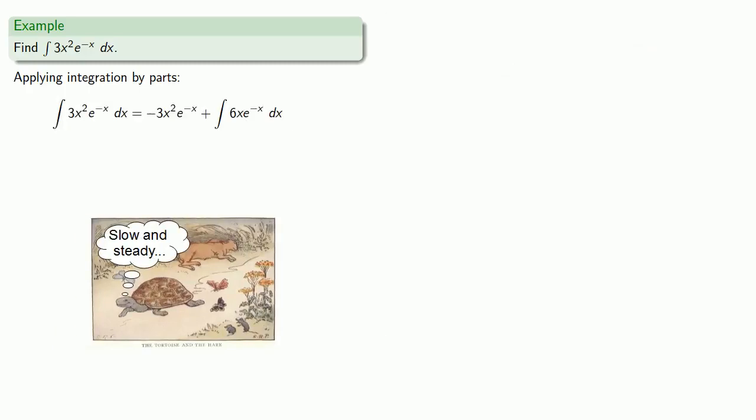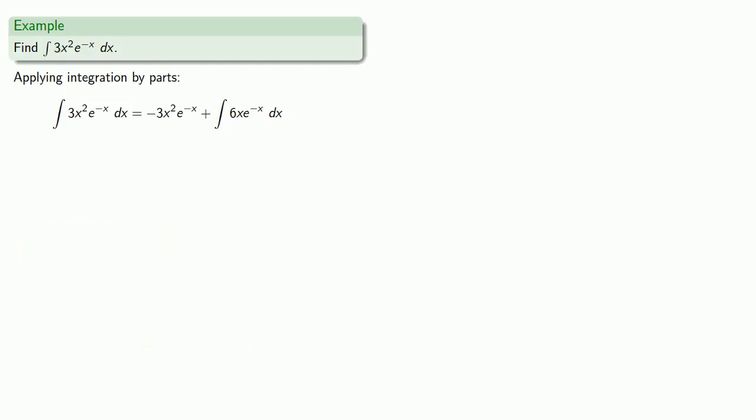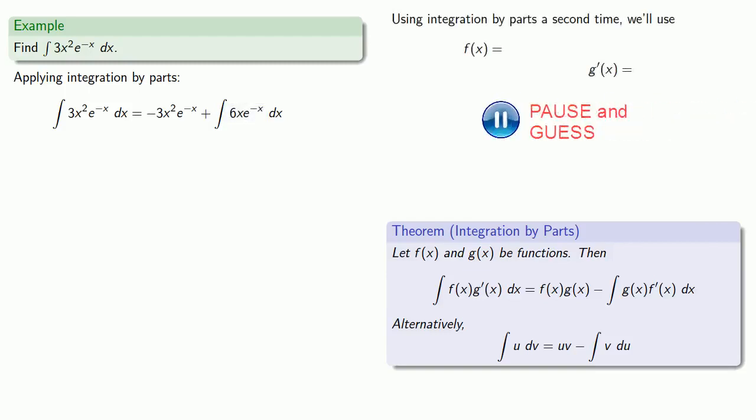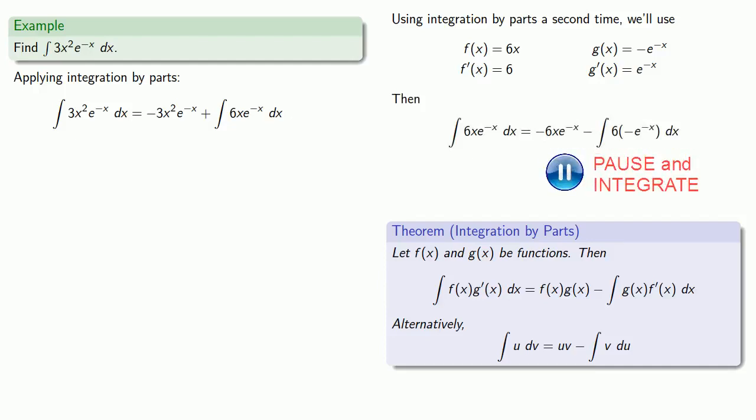We'll take a cue from the tortoise and the hare. Sometimes we just have to keep working at it. We can do integration by parts a second time, where again we'll need to split up our integrand into a product of something we can differentiate and something we can integrate. And if we make these choices, we're able to get another integral. But this one we can evaluate directly.